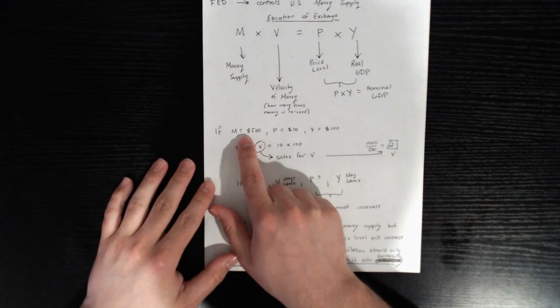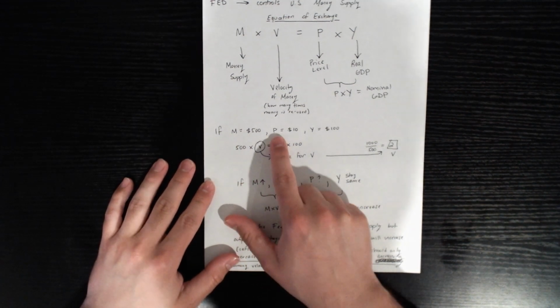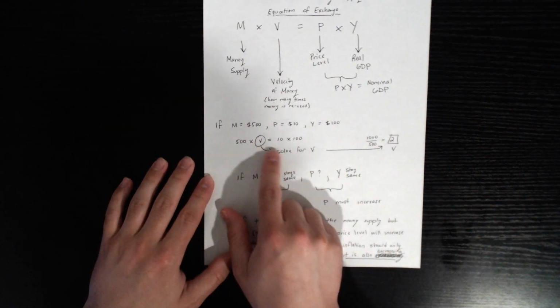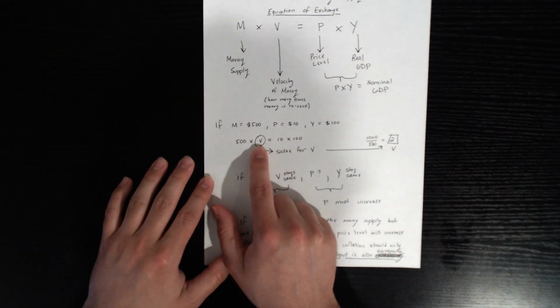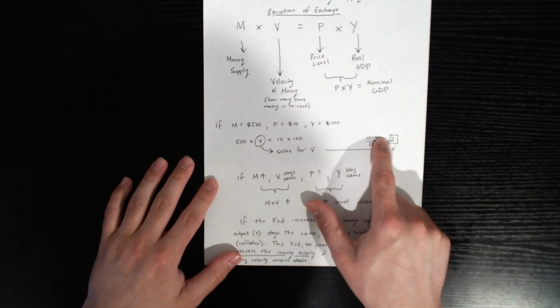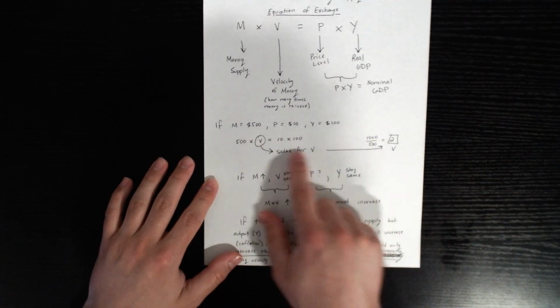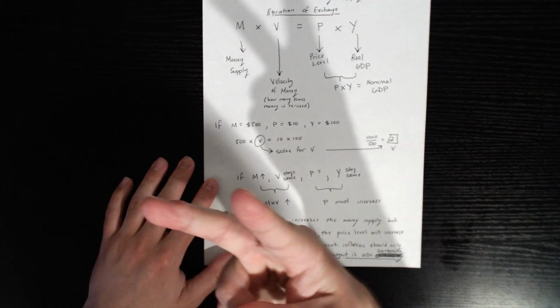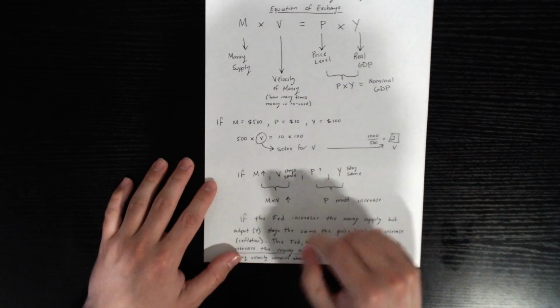Now, if the money supply is 500, price is 10, and real GDP is 100, then we can solve for the velocity of money right here. We would do 10 times 100, which gives us 1,000 divided by 500. That means the velocity is going to be 2. So money is reused twice.